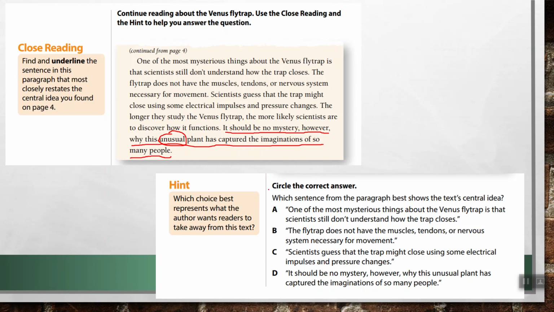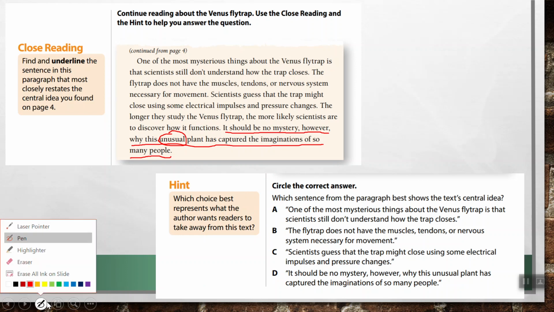Let's take a look at our question. Which sentence from the paragraph best shows the text's central idea? A. One of the most mysterious things about the Venus flytrap is that scientists still don't understand how the trap closes. B. The flytrap does not have muscles, tendons, or nervous system necessary for movement. C. Scientists guess that the trap might close using some electrical impulses and pressure changes. Or D. It should be no mystery, however, why this unusual plant has captured the imagination of so many people.